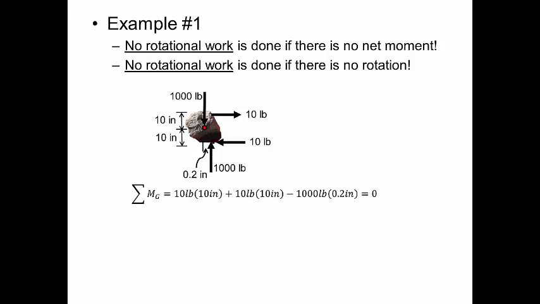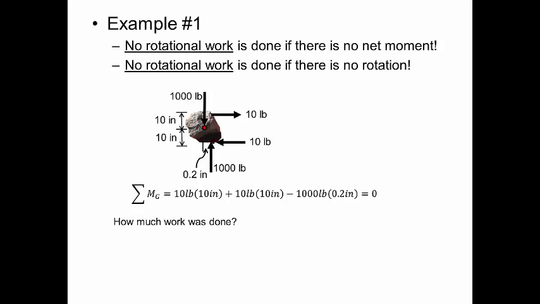In this particular example, if I have a 1,000-pound rock that I'm pulling on with 10 pounds in a horizontal direction, then I would have a 10-pound frictional force resisting that motion and a normal force of 1,000 pounds at the bottom of the rock. If I sum the moments about the center of gravity in this case, then I have 10 pounds times a 10-inch moment arm plus another 10 pounds times its 10-inch moment arm minus the 1,000-pound normal force times the offset distance of 0.2 inches. Our moment in this case would be 0.